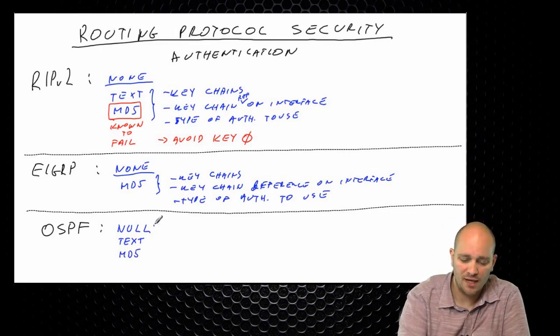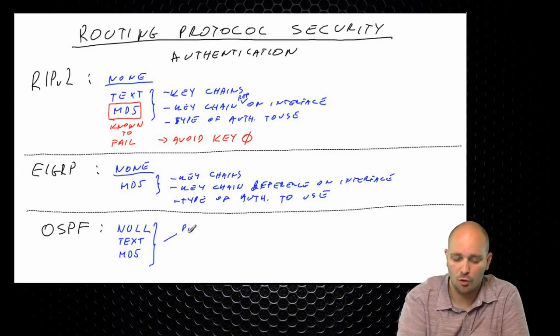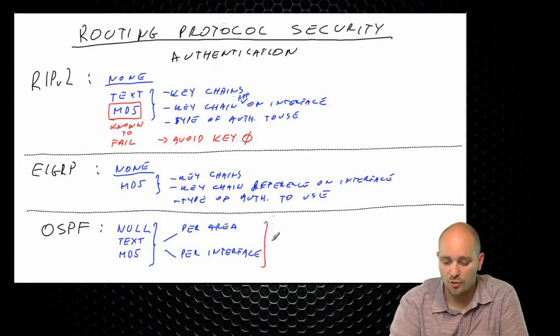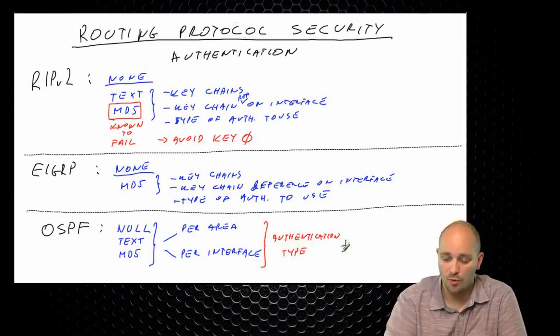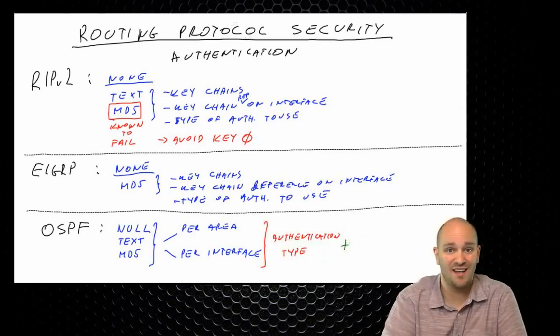Now, in all three cases, this can be configured either on a per area basis or per interface. And no matter which one of these you use, what you are actually doing is specifying the authentication type to use. Now, in addition to specifying the authentication type, what you actually need to do is specify the key.